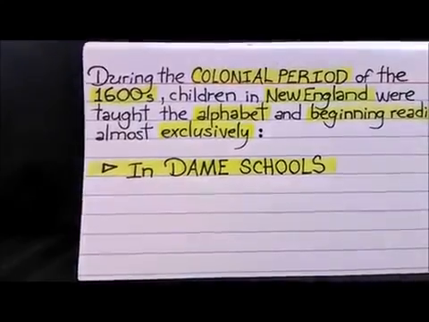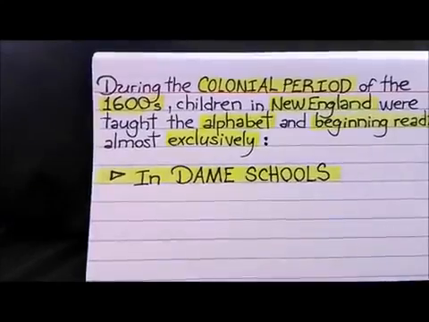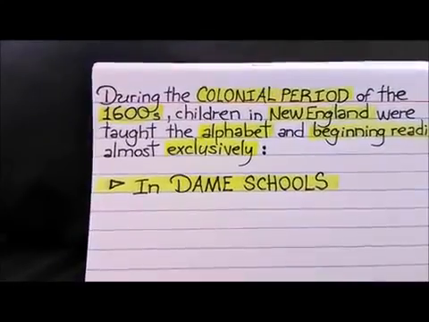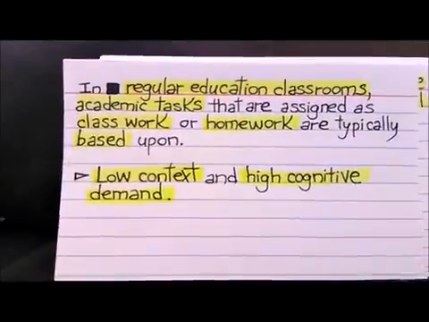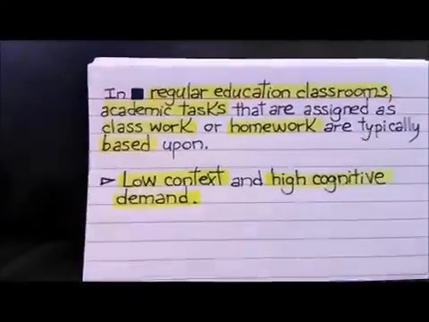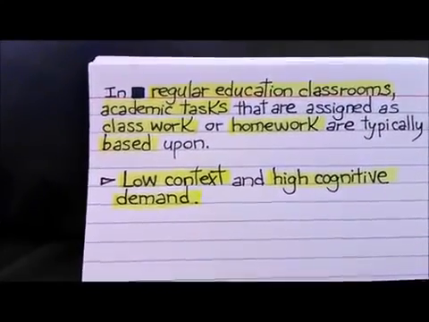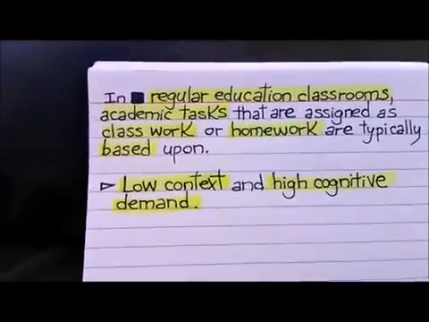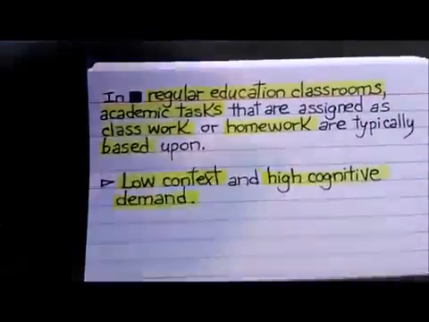During the colonial period of the 1600s, children in New England were taught the alphabet and beginning reading almost exclusively in Dame schools. And that was right. In regular education classrooms, academic tasks that are assigned as classwork or homework are typically based upon low context and high cognitive demand.